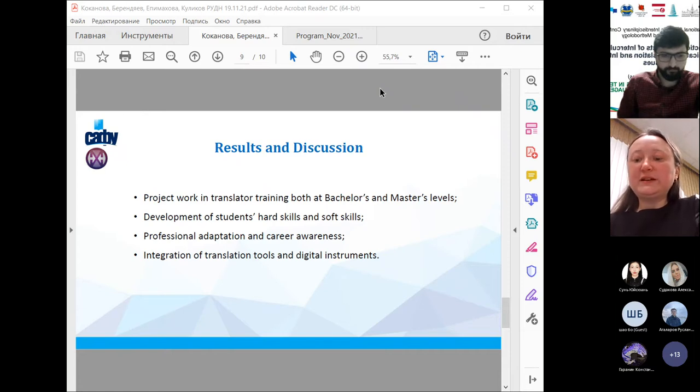And as projects are complex and consist of many aspects often fulfilled by different persons, they allow to integrate a range of technical means, including translation tools and digital instruments.